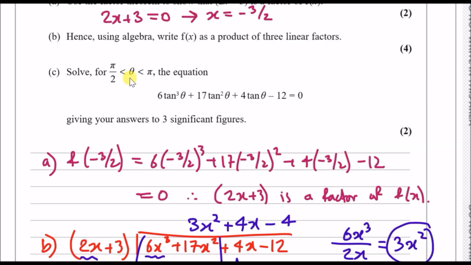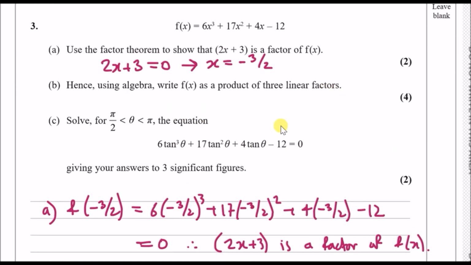We now need to solve for theta, which is given in radians, the following equation. Taking a moment to look at this, we can see that this equation, which is now in terms of tan theta, is actually the same as the x equation above, isn't it? The only difference now is that x has been replaced with tan theta. So x equals tan theta here. And now, because it's equal to 0, they actually want us to solve this.